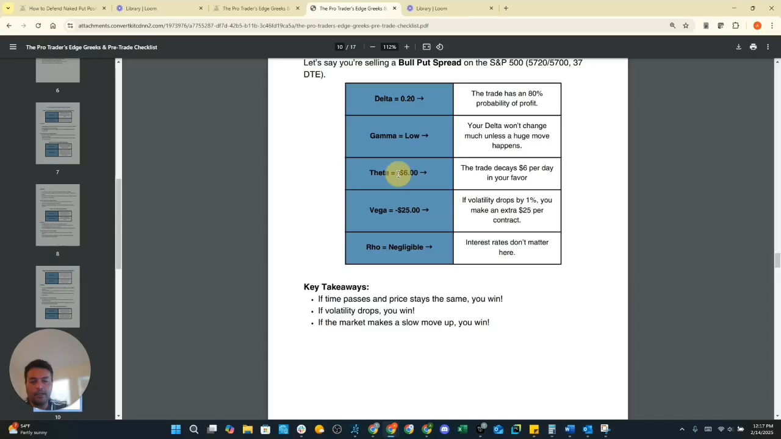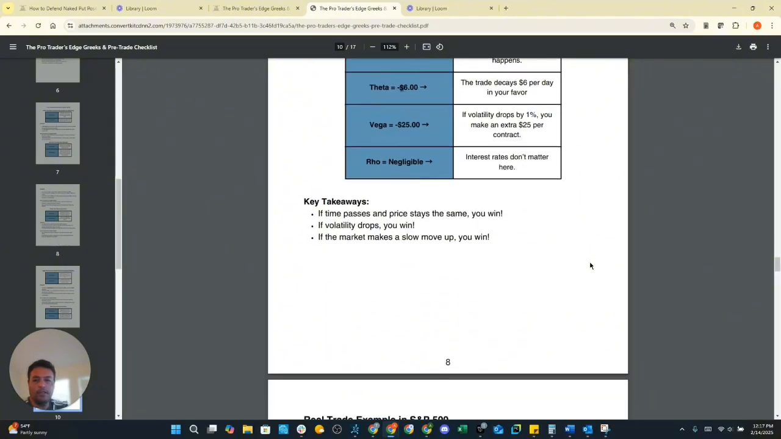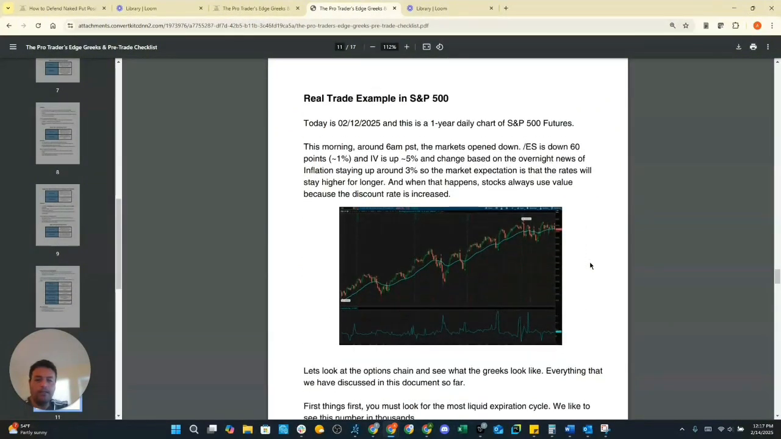Vega, okay, this is a negative sign. It shouldn't be there. This needs to change. This is a positive theta trade. Vega was negative 25. Rho was negligible. Anyway, this is how the screen looked on 212. That's when I was trying to do it.